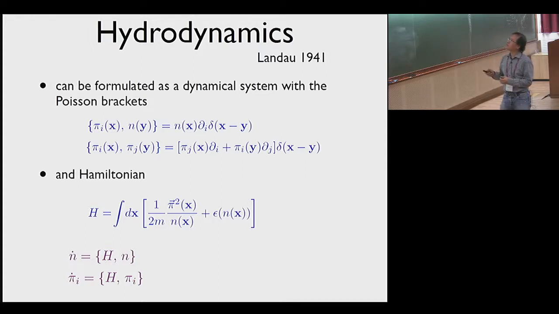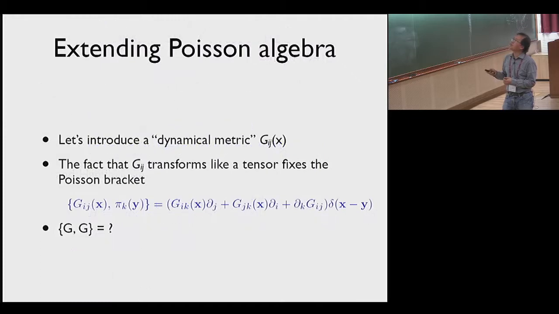But we start with this as a starting point, and we want to modify the hydrodynamics by including a new degree of freedom that looks like a metric, a dynamical metric that I call Gij. So that is not the external metric that most of the time we are going to put as flat, but some kind of a dynamical degree of freedom.